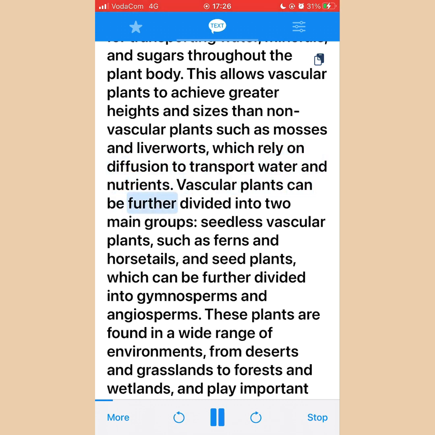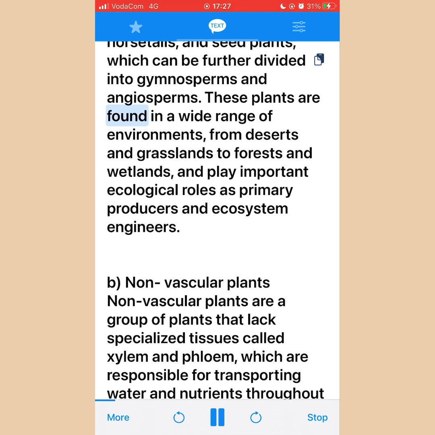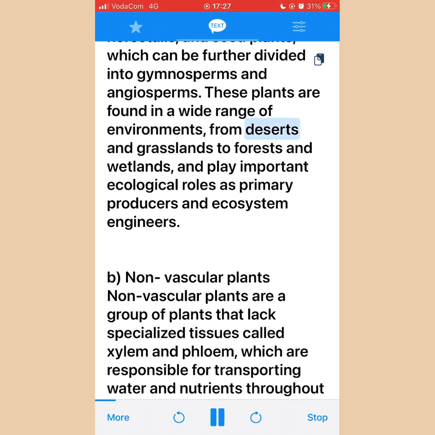Vascular plants can be further divided into two main groups: seedless vascular plants, such as ferns and horsetails, and seed plants, which can be further divided into gymnosperms and angiosperms. These plants are found in a wide range of environments, from deserts and grasslands to forests and wetlands, and play important ecological roles as primary producers and ecosystem engineers.